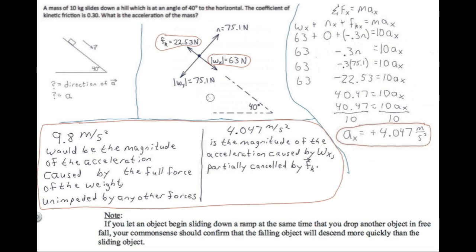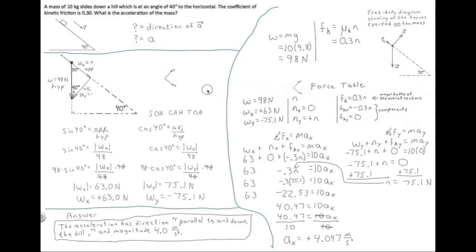But in this problem, the box's acceleration is caused by only one component of the weight, W sub x, not by the full force of the weight. And furthermore, W sub x will be partially canceled by the kinetic friction force. So yes, for both of those reasons, it does make sense that our result for the magnitude of A sub x is less than the magnitude of free fall acceleration. Now let's do a recap of our work on this problem.